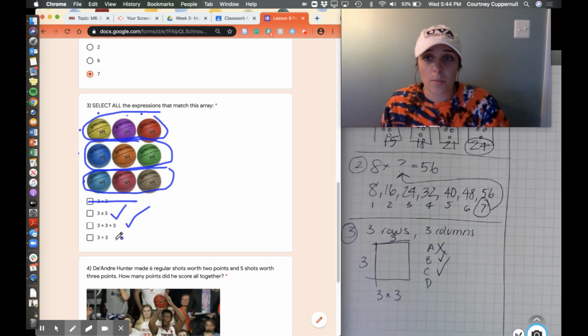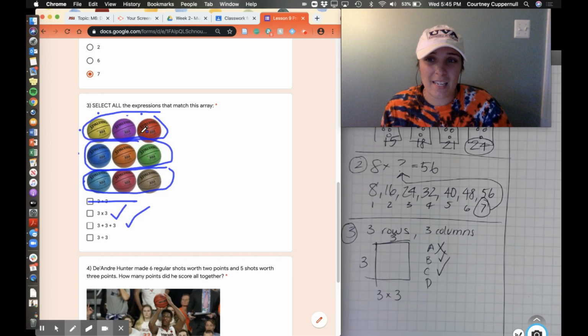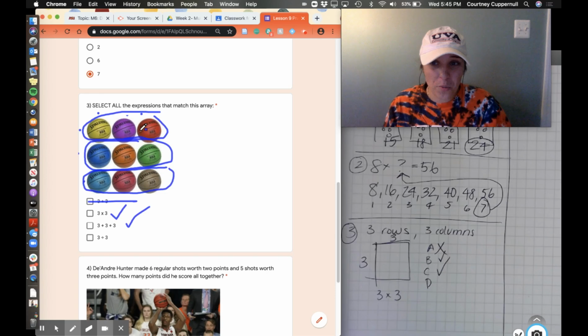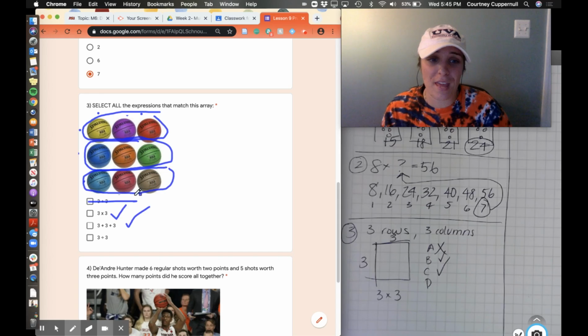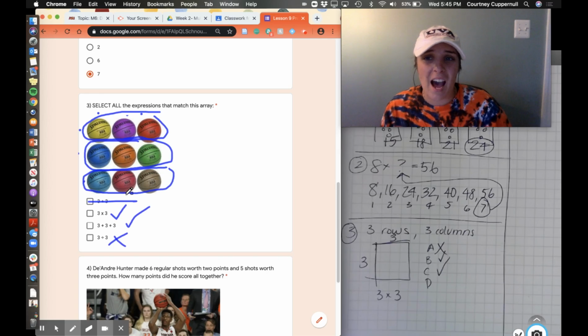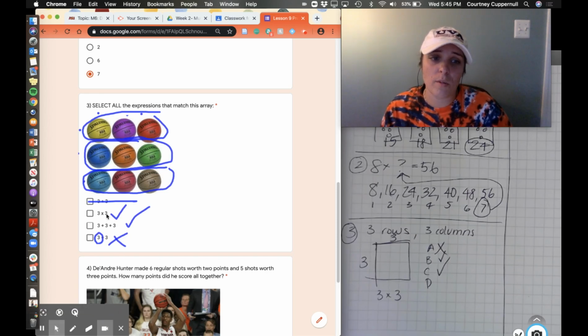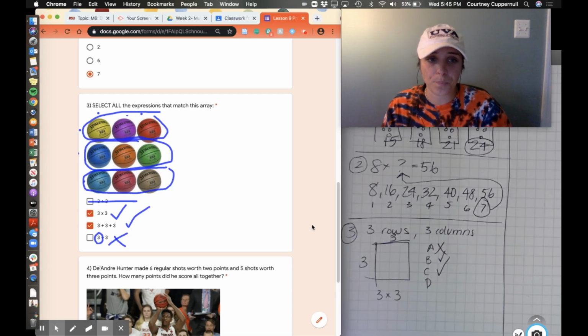Now, looking at this last one, does this match 3 split into groups of 3 or 3 split into 3 groups? No, there's more than 3 things here, so that does not match. Automatically, I'm not even going to bother looking at anything else because I know that this number is my start value for a division number sentence, which we'll talk more about next week. And I know that there's more than 3 things here, so I know that's not an answer choice. So my 2 answers are these middle 2.